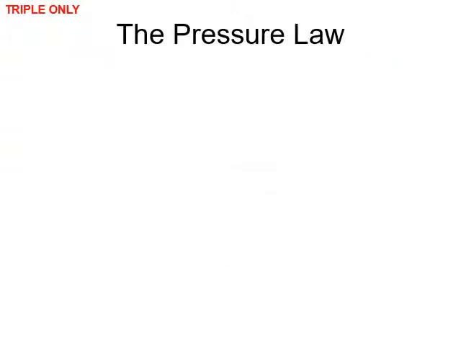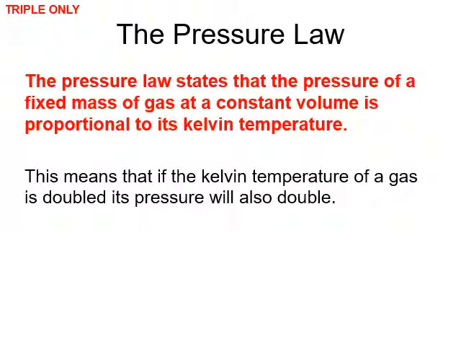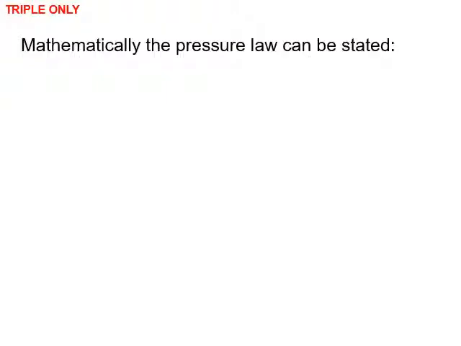Then we'll have a pressure law related to this. The pressure law states that the pressure of a fixed mass of gas at constant volume is proportional to its Kelvin temperature. That means if the Kelvin temperature of a gas is doubled, the pressure will double. So that's basically saying that pressure is proportional to temperature, just like kinetic energy was proportional to temperature.